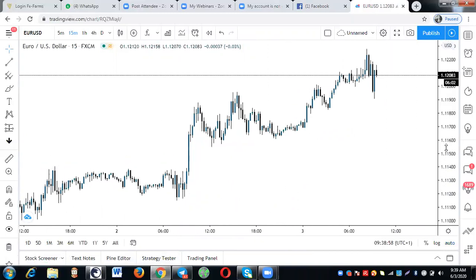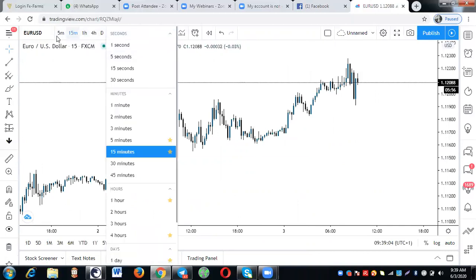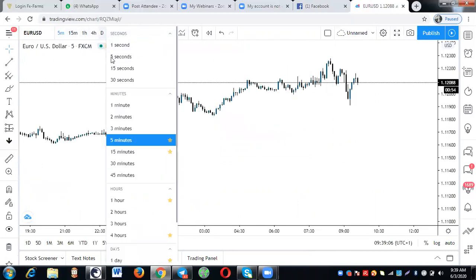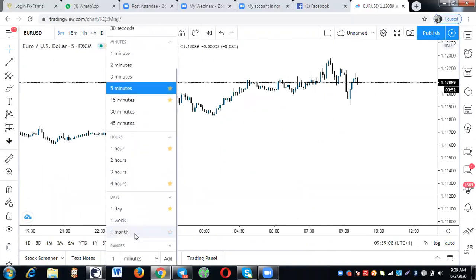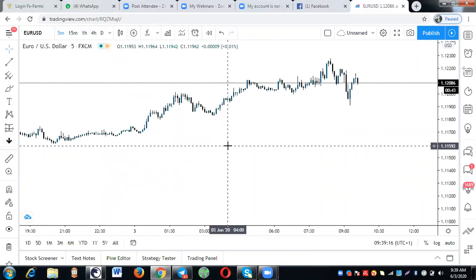Let's talk about the time frames. These are the different time frames we have. We have the 5 minutes, 15 minutes, and all that. We have daily, 1 day, 1 week, 1 month. All right, so for the purpose of this class, we're going to be looking at the basic charting.